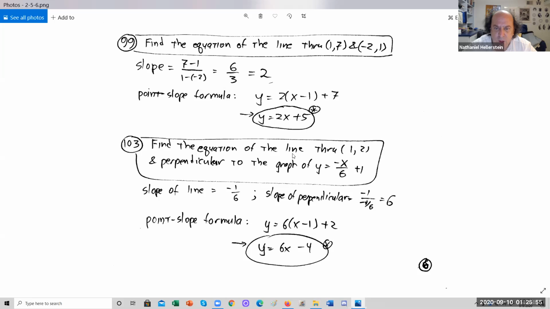So the line that we're looking for has a slope of 6. It goes through 1 by 2. So y equals 6, the slope, times x minus h, 1, all that plus 2. And after distributing the 6 and simplifying, you get y equals 6x minus 4.